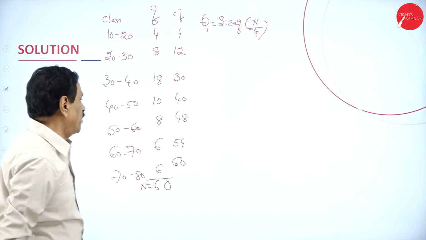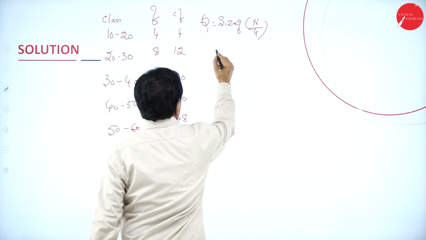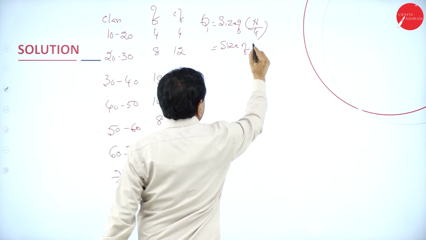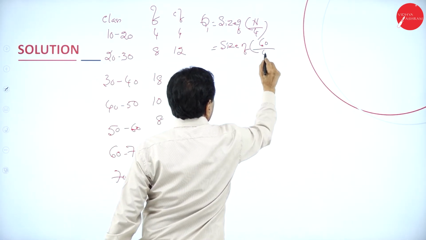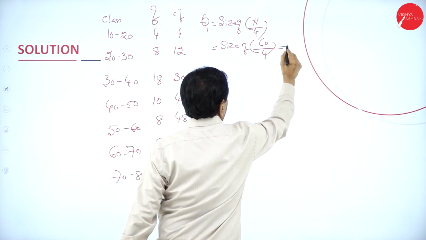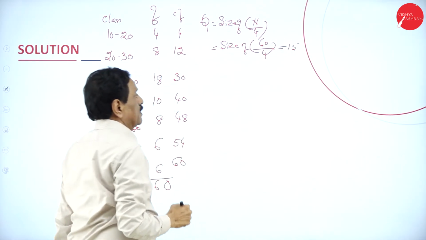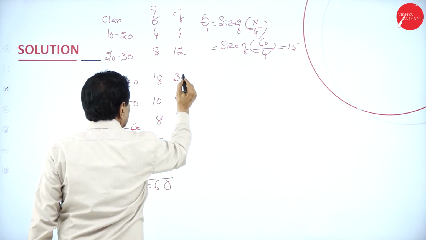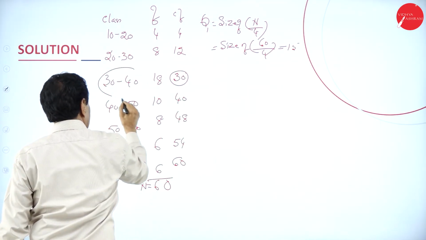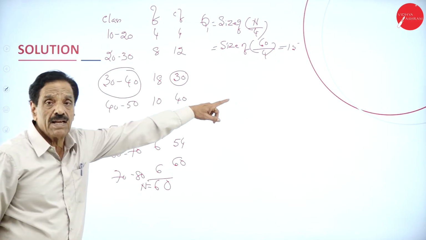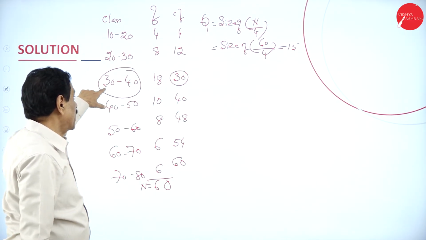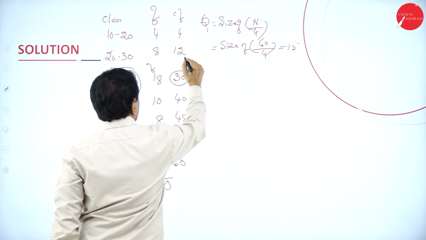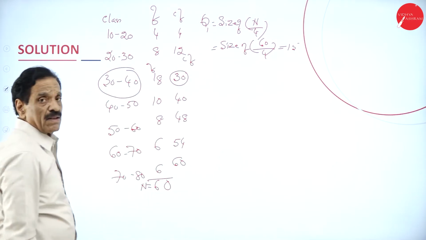Size of n by 4. What's your n? 60 by 4. What is 60 by 4? 15. Find 15 in CF. 15 will come under 30. The class is 30 to 40. Your frequency is 18. Your CF is 12.